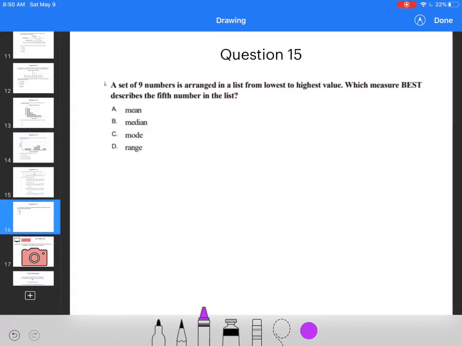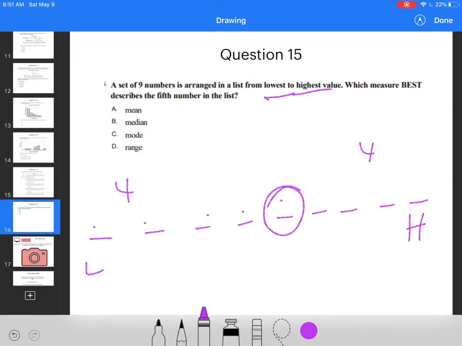All right, question number 15. A set of 9 numbers is arranged from lowest to highest. So which measure best describes the 5th number on the list? So I have 1, 2, 3, 4, 5, 6, 7, 8, 9. Then I have the lowest to the highest, and they want to know what the 5th number is. 1, 2, 3, 4, 5. So that puts 4 numbers over here and 4 numbers over here.